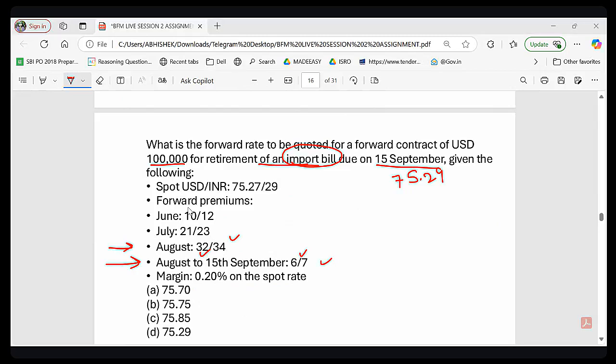What should be our thought process? That is the main point which we are covering in this particular session. So what do you think? Either we take 32 6 or 34 7.